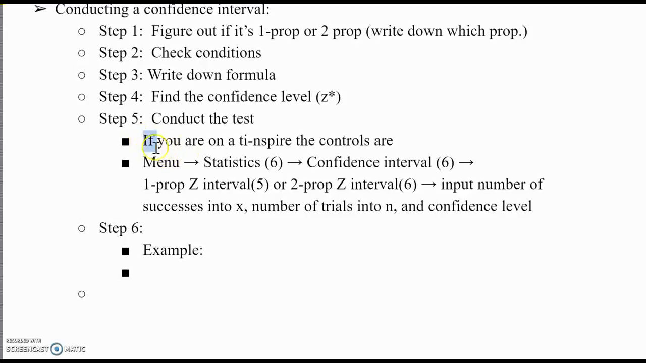So if you're in TI Inspire, these are what the controls are. You'd go menu 6, which would be menu statistics confidence interval, and then depending on which one you're looking at, you input the number of successes. So number of successes will not be a proportion. You would have to find how many actual successes. It'll be a whole number. If, however, your proportion is some odd number and you get your successes as a decimal, you should round down, and then you write down your number of trials and your confidence level.